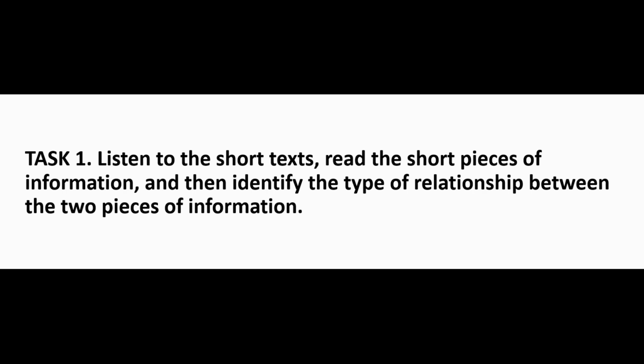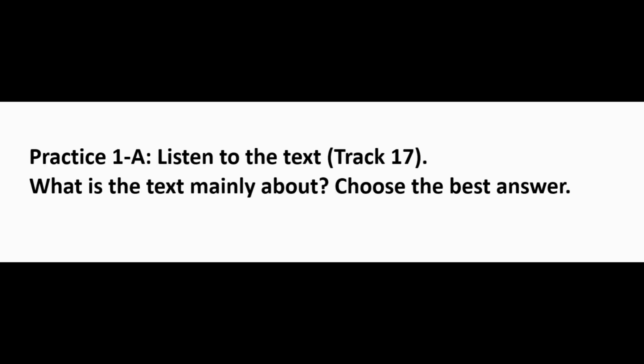Lower Intermediate Group. Performance Task. Task 1. Listen to the short texts, read the short pieces of information, and then identify the type of relationship between the two pieces of information. Practice 1. A. Listen to the text. What is the text mainly about? Choose the best answer.